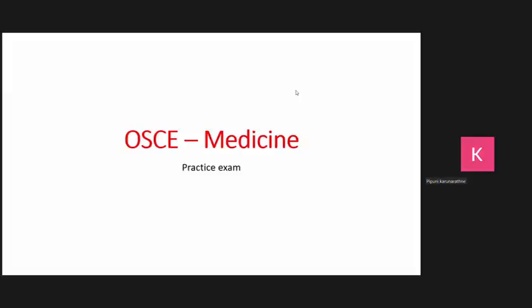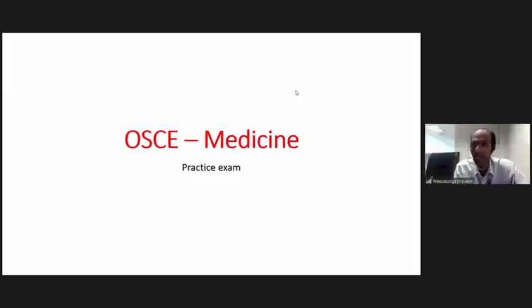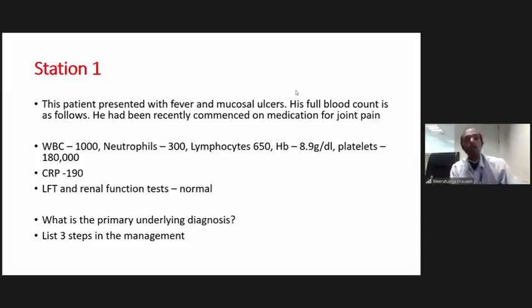I think you will have paper-based ones. It's very unlikely that you will get a patient or clinical stations. Very, very unlikely. Apart from the history taking, communication skills, ethics in a station, the other ones will all be paper-based, most likely, right, given the current situation.